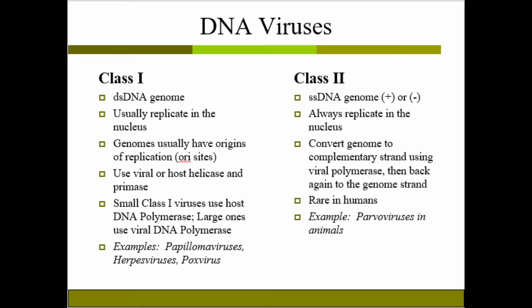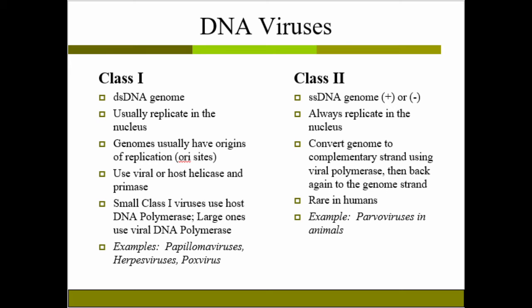They use viral or host helicase and primase, and this is due to them needing to convert the DNA into RNA. So small Class 1 viruses use host DNA polymerases, while the larger ones use their own. The larger ones can pack their own polymerases into their capsids, and this is because they are bigger in size.